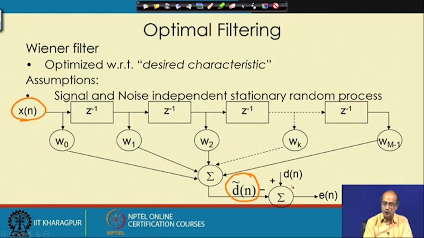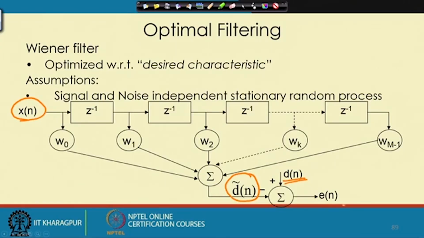To get an optimal filter, we also need a reference, or the desired signal. If we subtract the filter output from the desired signal, we get some error, and we will try to minimize that. When we talk about an optimal filter, it should have some sense of optimality, so we say this error should be minimized in mean square error terms. That is the sense we use.